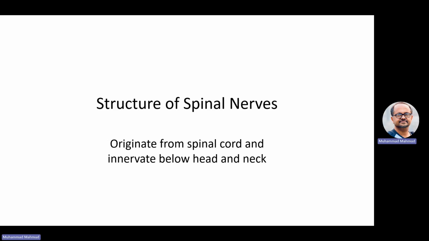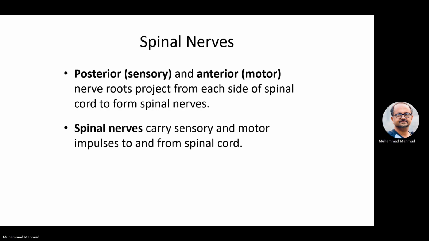Spinal nerves originate from spinal cord and innervate below head and neck. Posterior and anterior nerve roots of the spinal nerves. The posterior one is sensory. Anterior one is motor. The spinal nerves carry sensory and motor impulses to and from spinal cord.